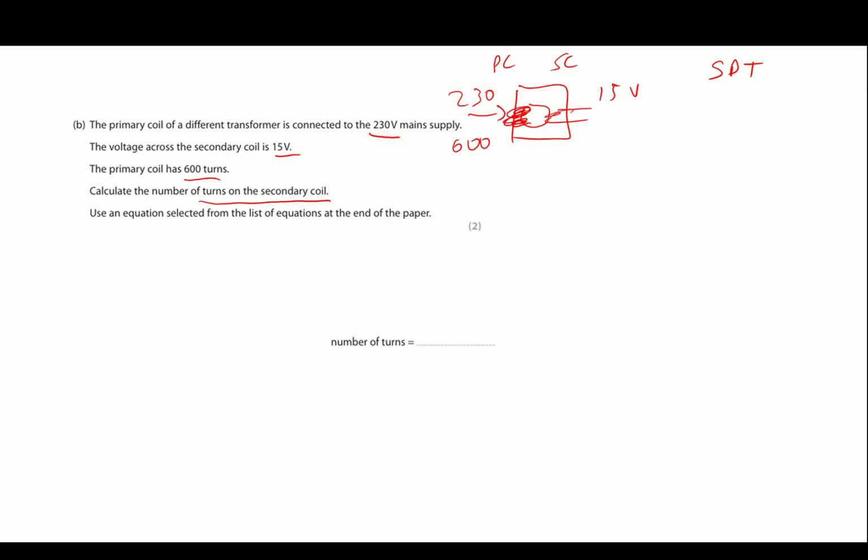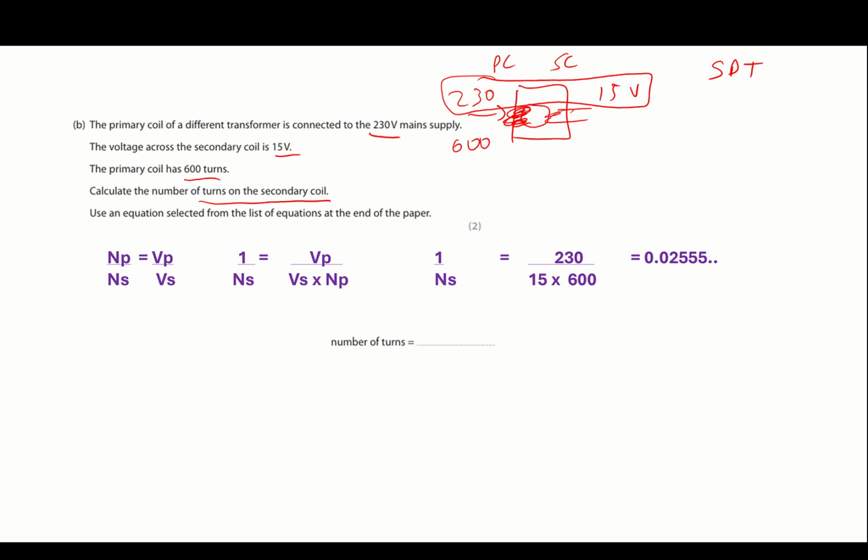So you can either do it using basic ratios of the 2 things that you have information for, or you can use the equation that's in your booklet, and you choose whichever way is best for you. And then there's 2 ways of going about using the equation in the back of your booklet. So that's what's going to be in there: NP over NS equals VP over VS. We want to get the number of turns on the secondary coil.